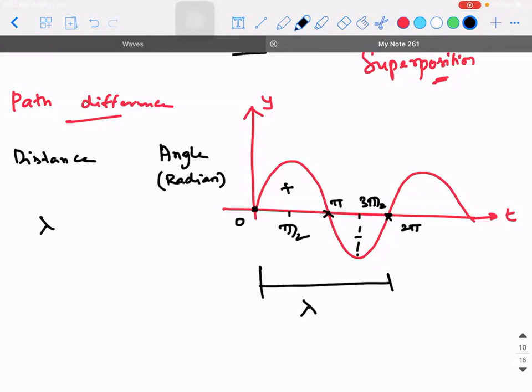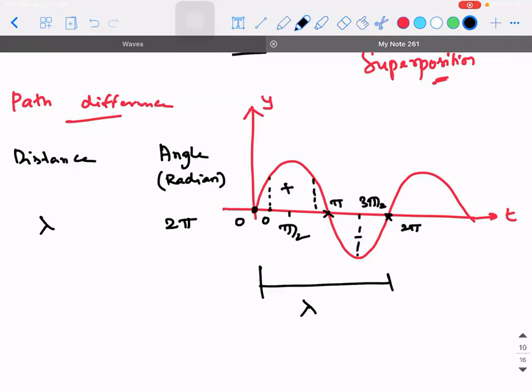For a distance of wavelength lambda, what is the corresponding phase difference that you're having? Phase means angle difference. So between 0 to 2 pi, it is 2 pi radian. Can I say it like this? Guys, are you able to understand? Now see. Now listen to this carefully.